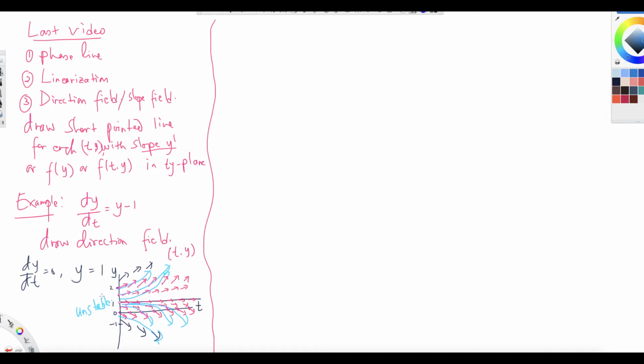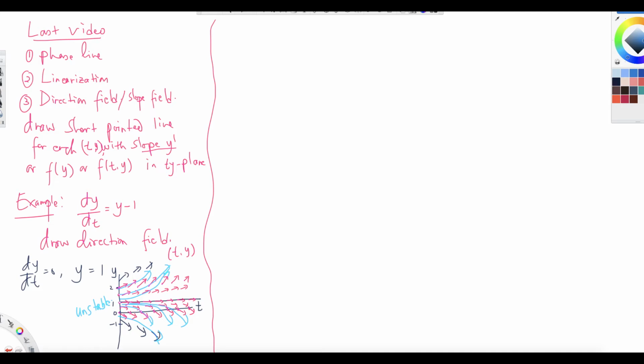This is the direction field for this differential equation. And then you can say whether the equilibrium point is stable or unstable from the direction field. So I'm going to give you another example that is non-autonomous.